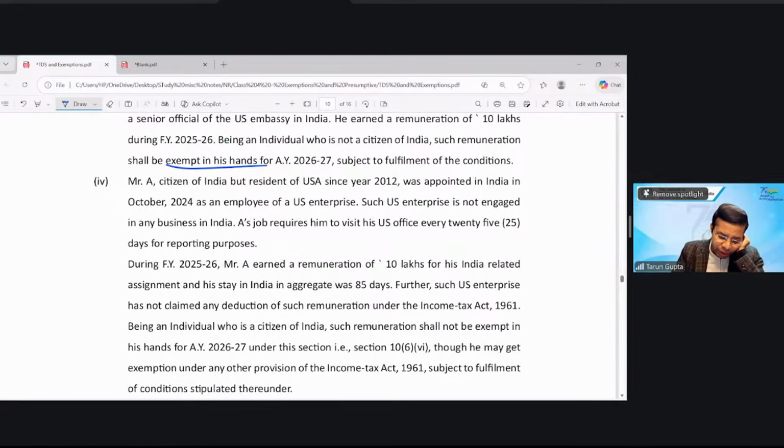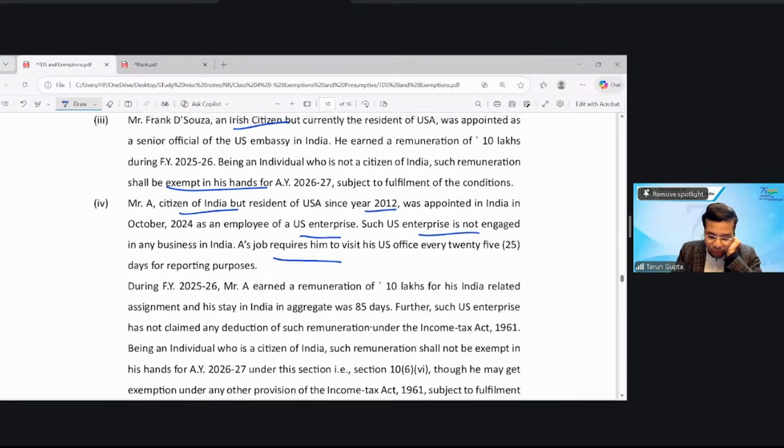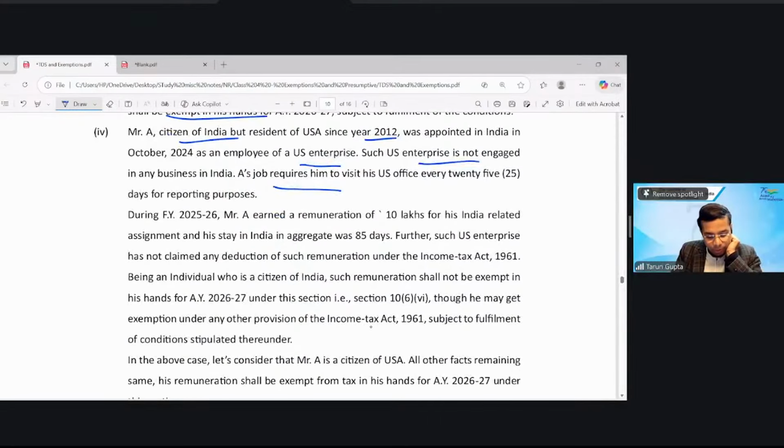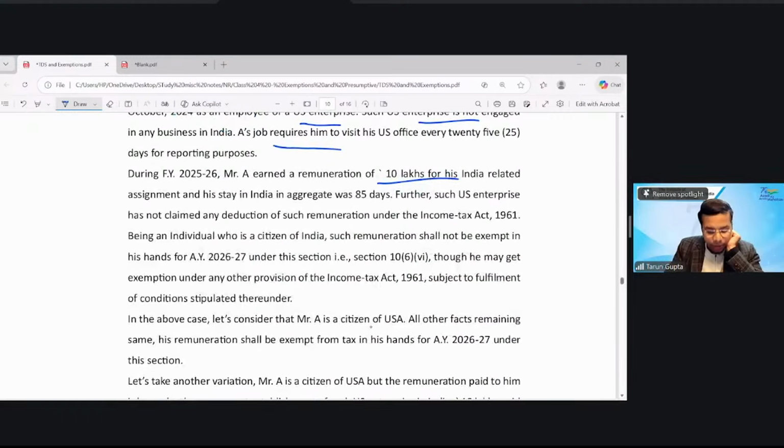Lastly, Mr. A, a citizen of India but resident of USA since the year 2012, was appointed in India in October 2024 as an employee of a US enterprise. Okay. Such US enterprise is not engaged in any business in India. Okay. A's job requires him to visit his US office every 25 days for reporting purposes. During FY 25-26, Mr. A earned a remuneration of 10 lakh for his India-related assignment, and his stay in India in aggregate was 85 days. See, he's satisfying the condition.